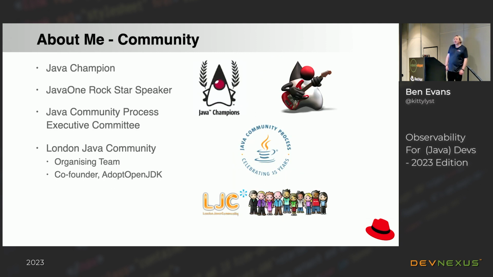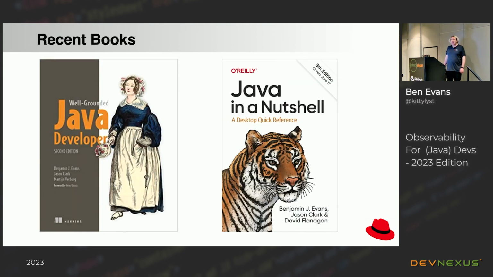I'm also known for some of my work in the community. I'm a Java champion, a JavaOne Rockstar speaker for those of you who are old enough to remember JavaOne. And I've done a bunch of other things, such as serving on the standards bodies that look after new Java standards. I live in sunny Barcelona these days, but I spent many years working as part of the organizing team for the London Java community. And we did a bunch of things, including starting a project that you might have heard of called Adopt OpenJDK. I'm also an author. Two of my most recent books are The Well-Grounded Java Developer, second edition, and the new edition of Java in a Nutshell.